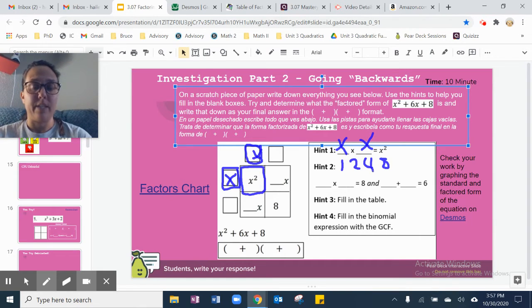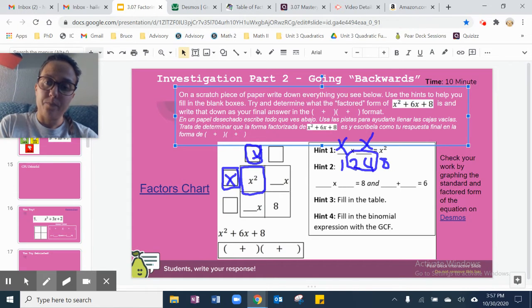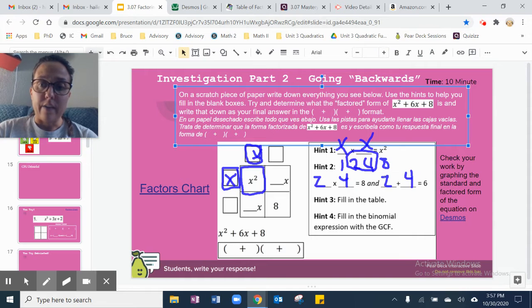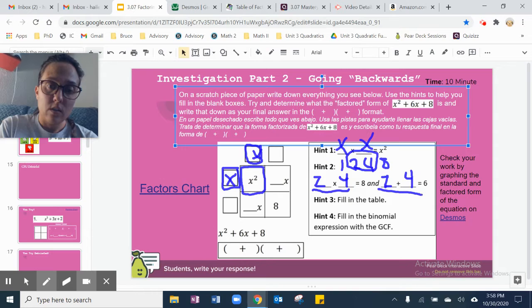Which two would add up to give us 6? Well, hopefully you said 2 and 4. So 2 times 4 gives us 8, and 2 plus 4 gives us 6. So now we're going to fill in the table. We know that these values, 2 and 4, are going to go in the table. So we're going to put the 2 here, and the 4 here.